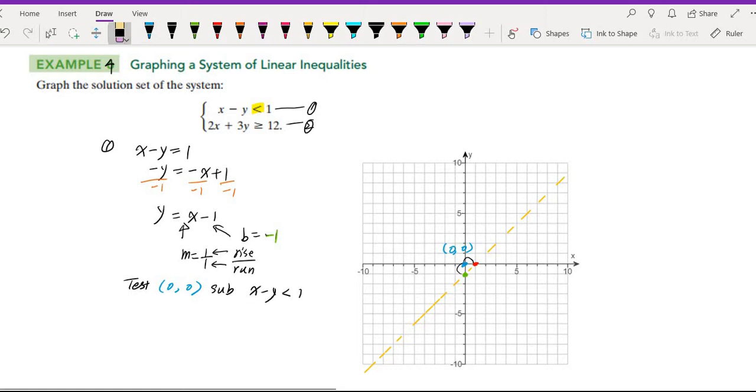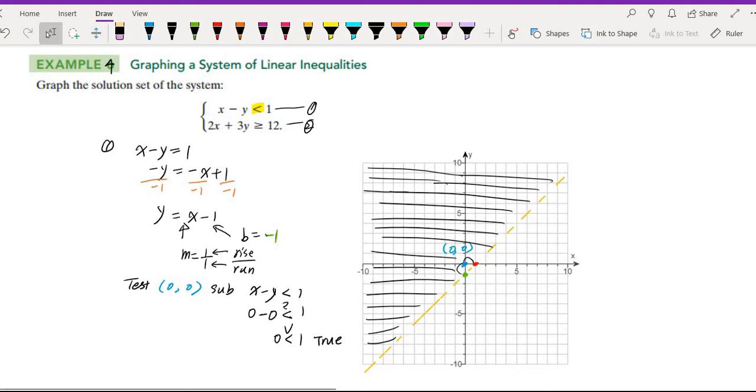So let's do the substitution. Then we're going to have 0 minus 0. Is it less than 1? The answer is yes, it's true. 0 is less than 1. And then we're going to shade the part containing this point, which is going to be this side.